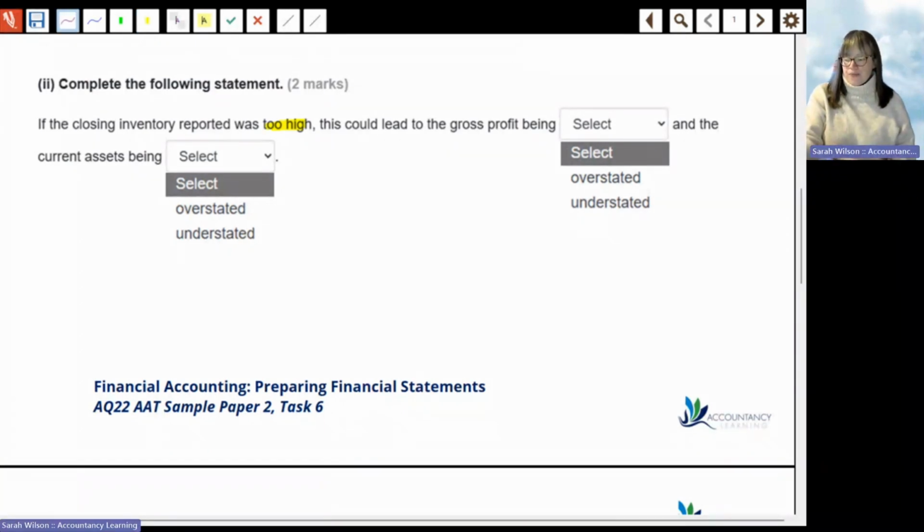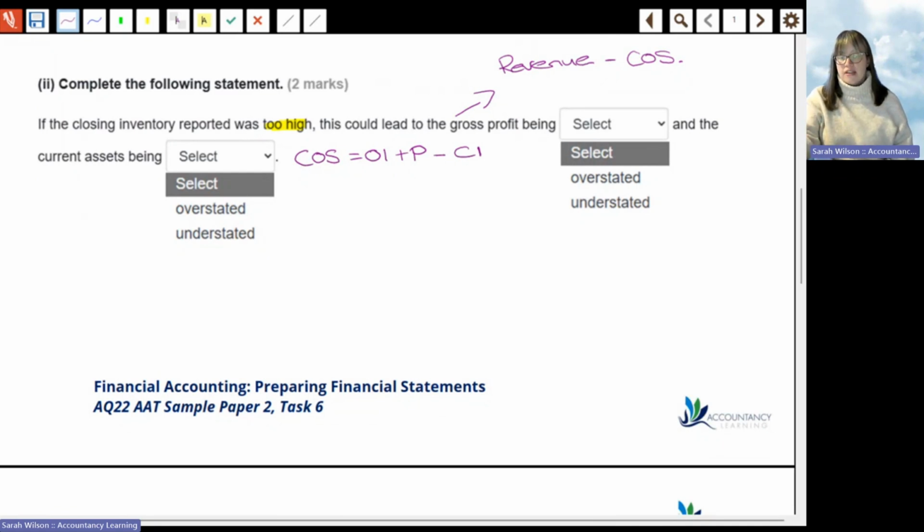So we know that our gross profit is our revenue minus our cost of sales. Now we need to break that down. Our cost of sales is equal to the opening inventory plus our purchases minus our closing inventory. If we replace these with some figures, we can see what's going to happen to the cost of sales if the closing inventory is too high.